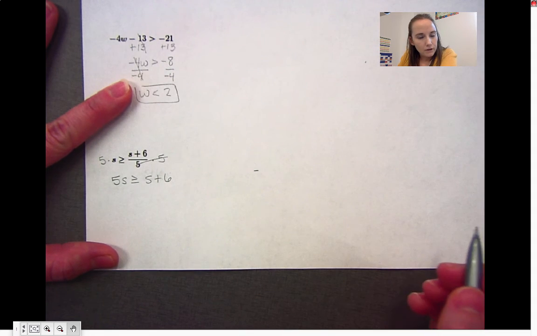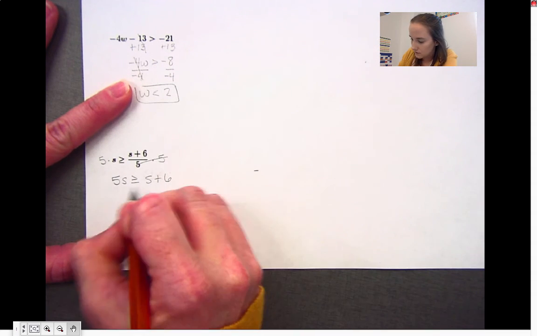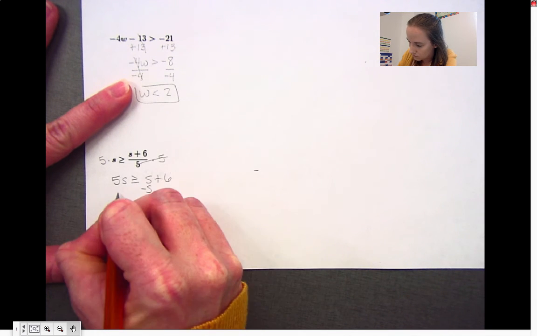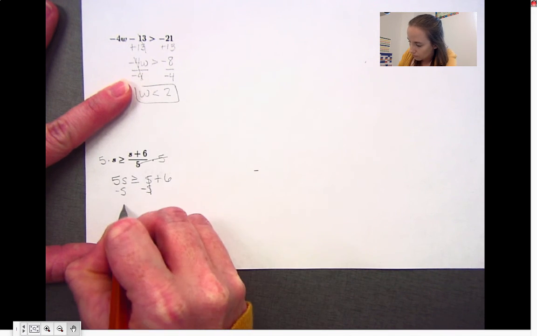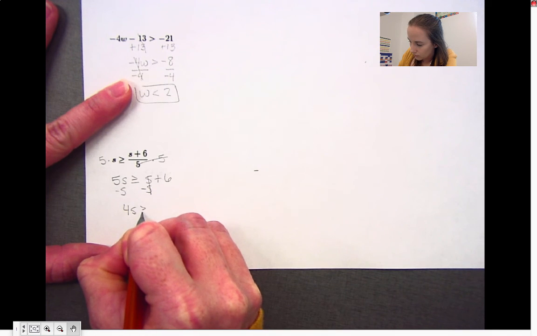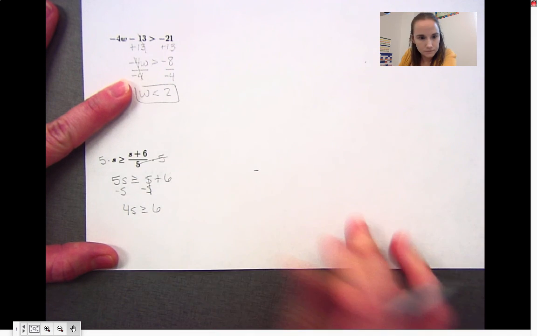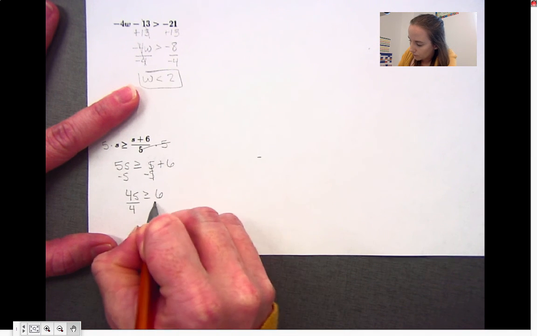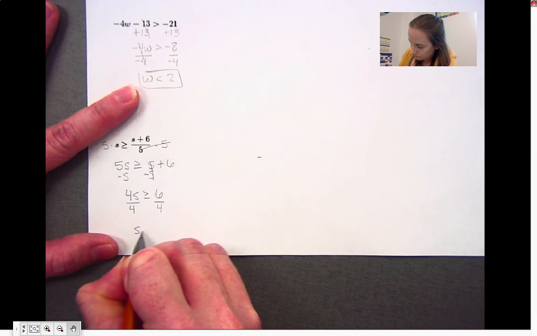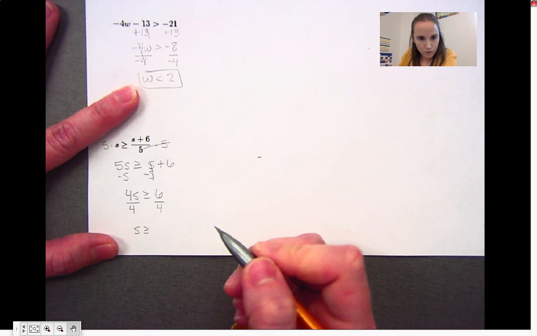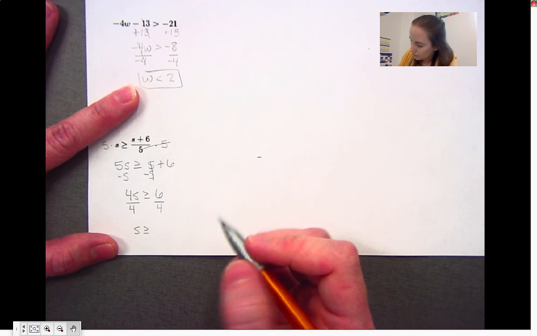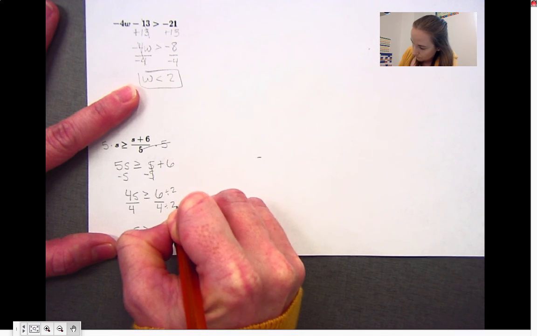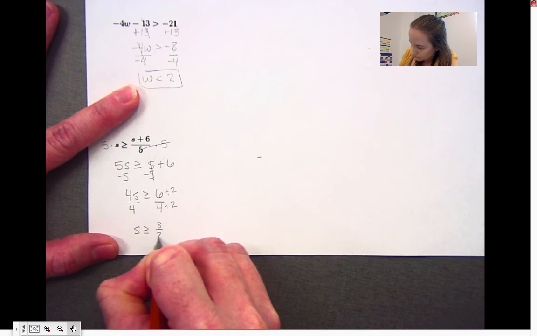And now we want to combine our like terms together, so I need to get this s over to the 5s, so I'm going to subtract s. I'll have 4s is greater than or equal to 6. And then I will divide by 4. And s is greater than or equal to, and I'm going to go ahead and reduce this by 2 or simplify it down, and have 3 over 2.